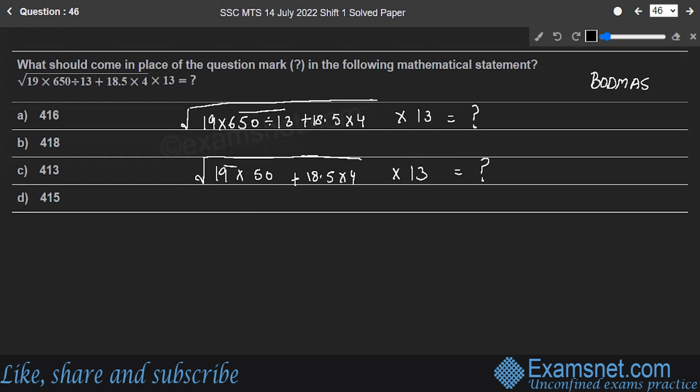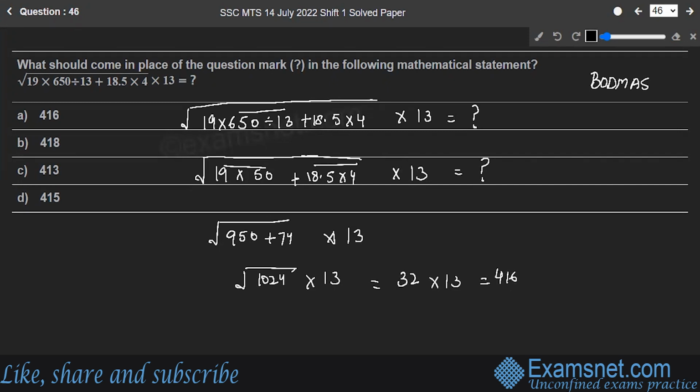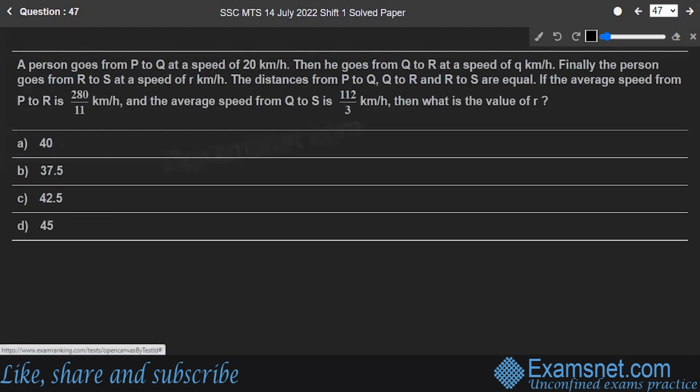Now let's go with the multiplication: 19 into 50 and 18.5 into 4. You will get root of 950 plus 74. This multiplied by 13. So this is equal to root of 1024 multiply 13. Root of 1024 is 32, multiplied by 13 is equal to 416. So the value of the mathematical statement is 416 and option A is the correct answer to our question. Hope you are clear. Next is question number 47.